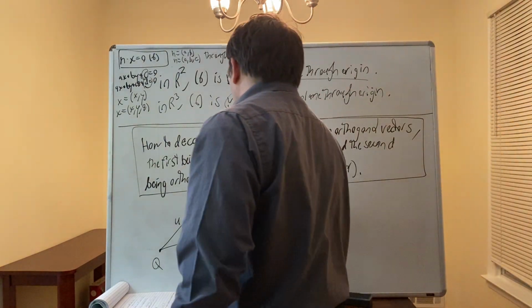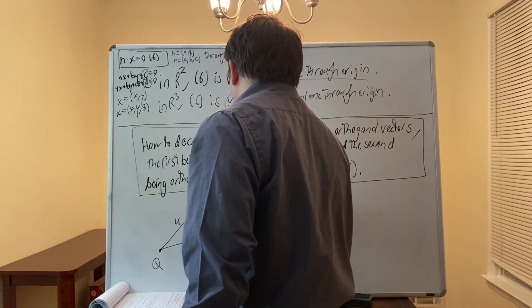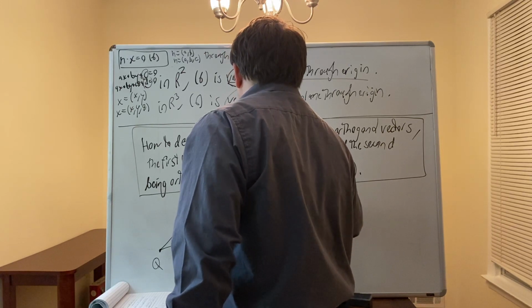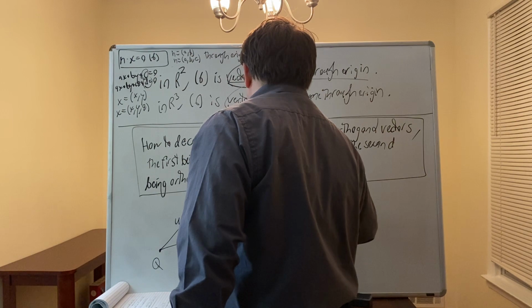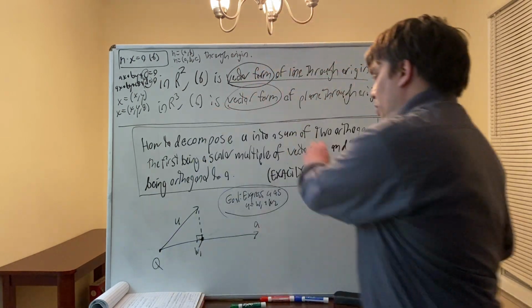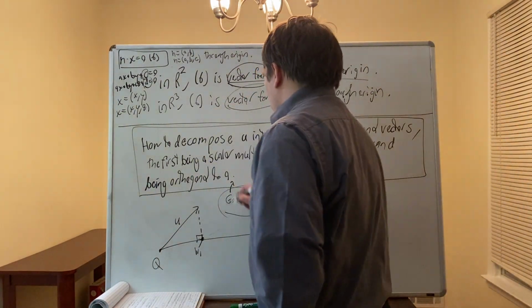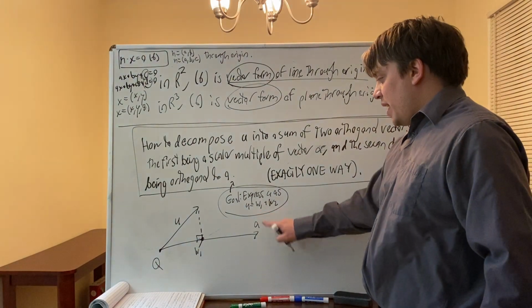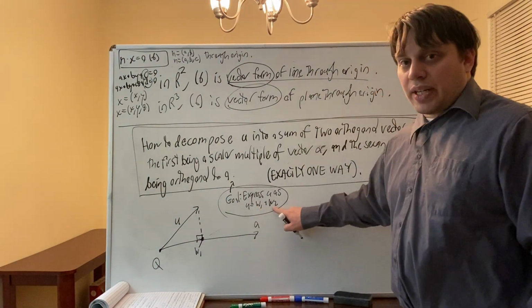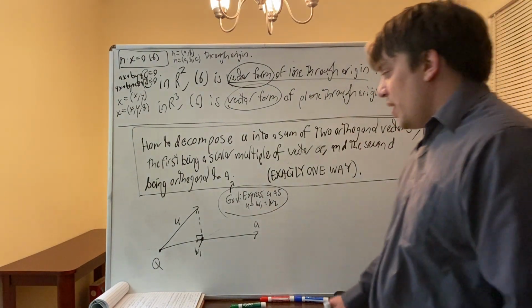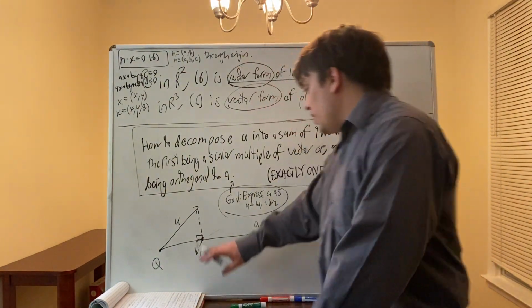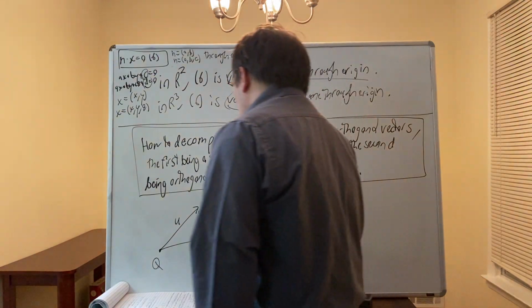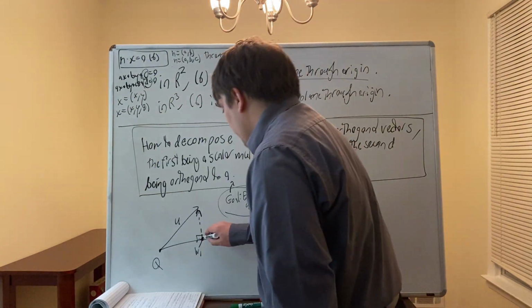And so the goal is to express U as U equals W1 plus W2, where the other conditions hold: W1 is a scalar multiple of A and W2 is orthogonal to A. We're given A here. And then W2 is just going to be the vector that I have to add to W1 to get U. And so W2 is going to be this vector.